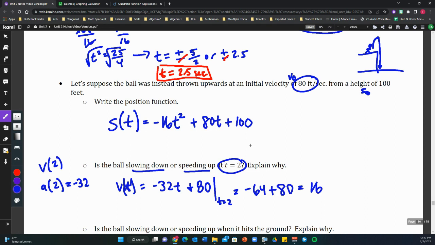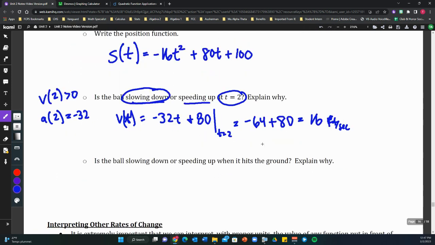So if my velocity is still positive, 16 feet per second, that means that this object must still be on the way up. So it's somewhere on its upward travels, and we do not yet have a velocity of 0. So in that case, this object is actually slowing down. v of 2 is a positive value, so positive velocity and negative acceleration counteract each other, and the object is slowing down.